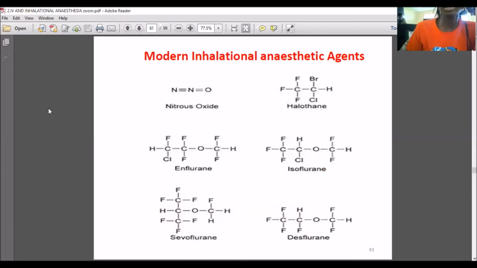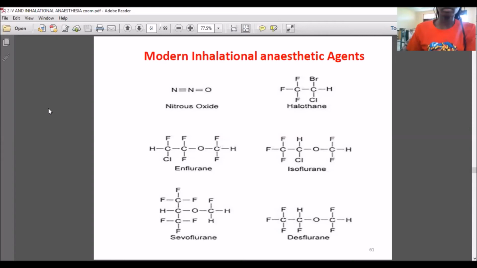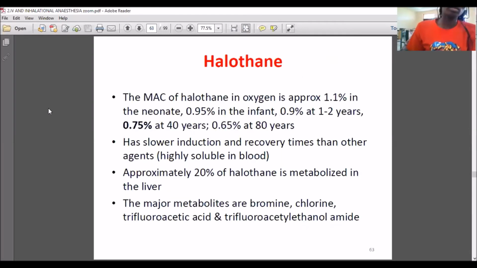So they are showing modern inhalation anesthetic agents. We have nitrous oxide, halothane, enflurane, isoflurane, sevoflurane, and desflurane. So we are going to talk about halothane.